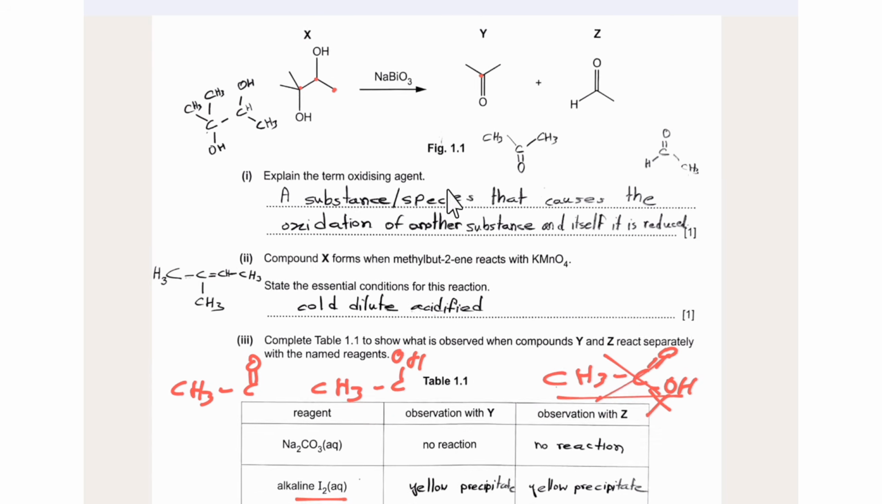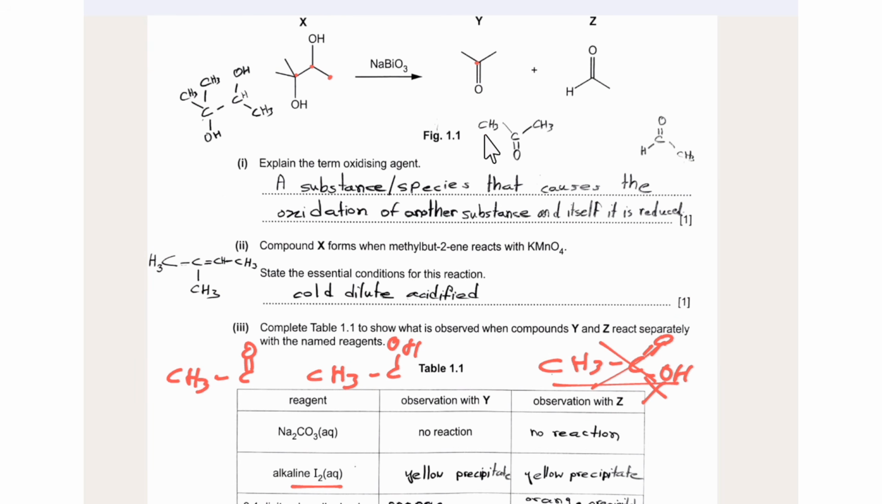Then for Y, we can see that the CH3CO group is present, and this is a methyl ketone. So it would react with alkaline aqueous iodine and a yellow precipitate is formed. Then for Z, here we can see that there is a methyl group. This is also a methyl ketone, that is, the CH3CO group is present. So it would form a yellow precipitate with alkaline aqueous iodine.